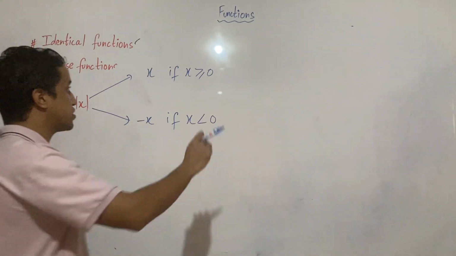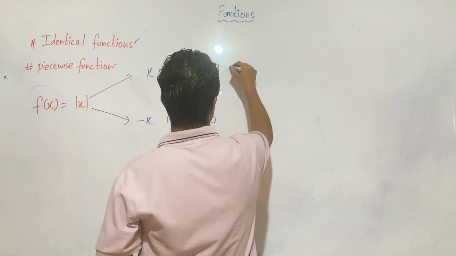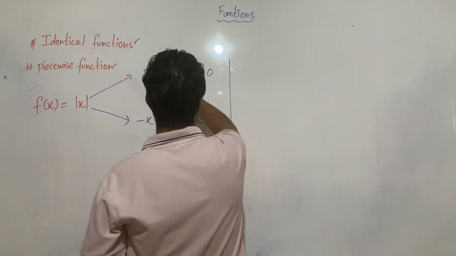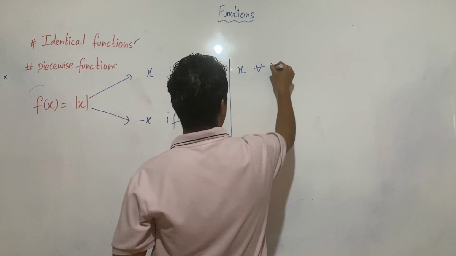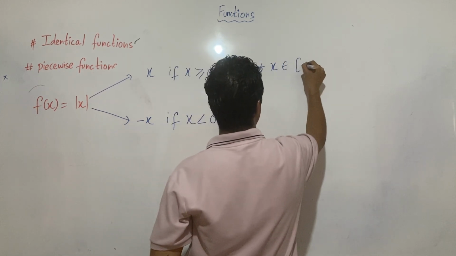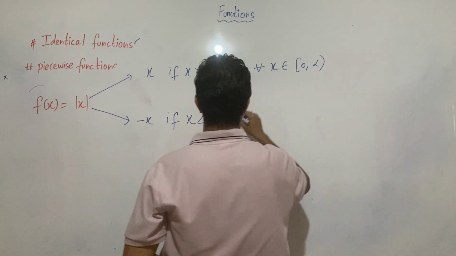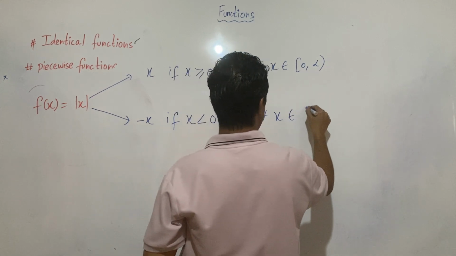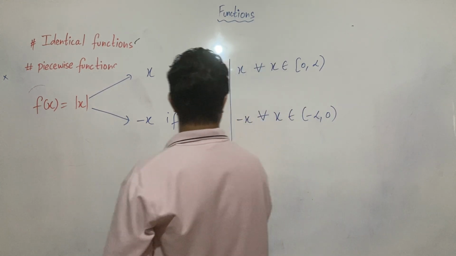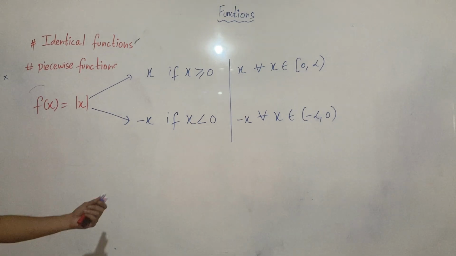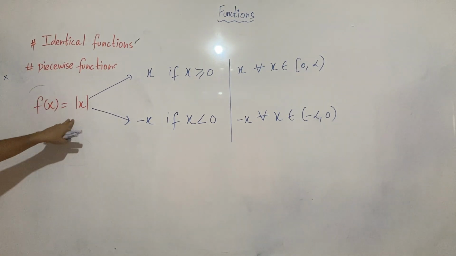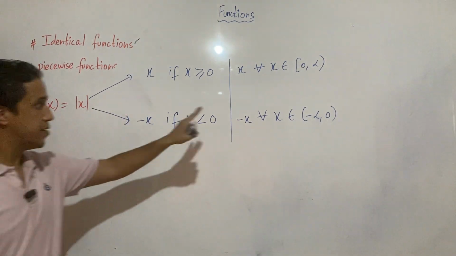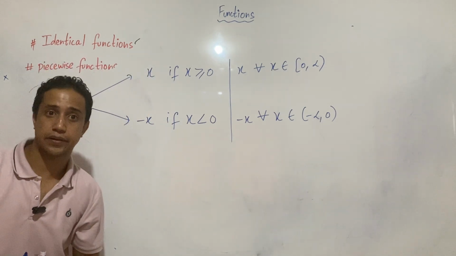Or in other words, I can say that it's going to be x for all x belonging to 0 to infinity, and minus x for all x belonging to minus infinity to 0, right? So what we did, we just broke it down into two pieces for better understanding of the domain, right?